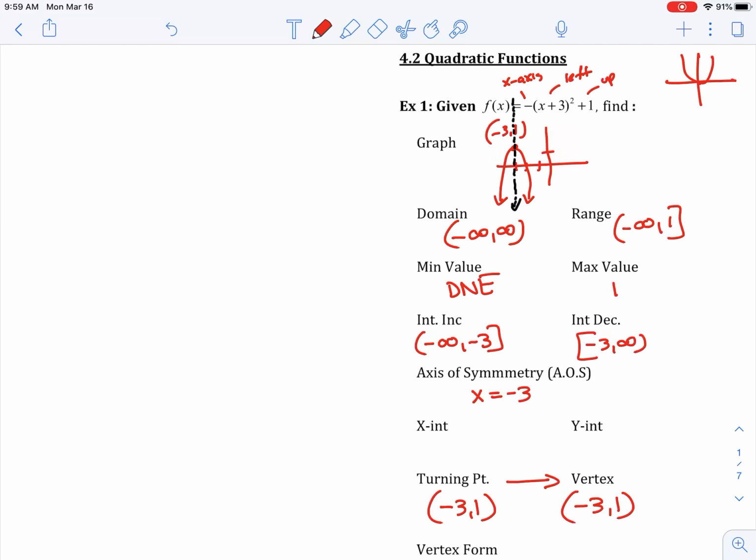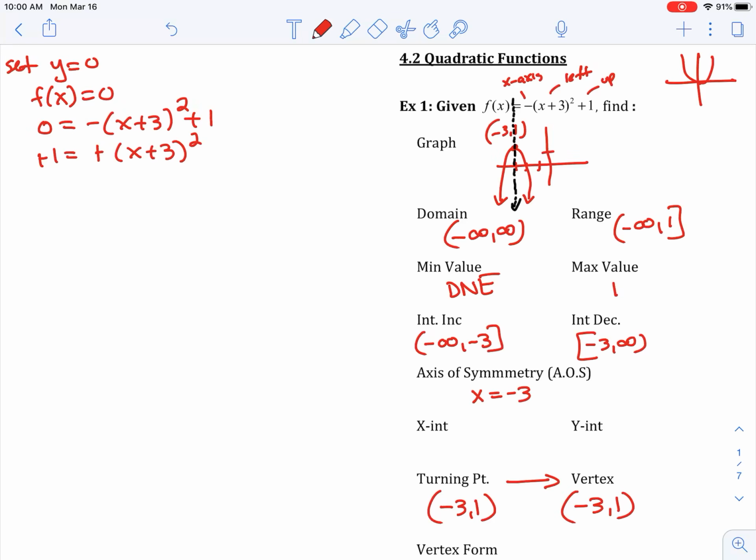X-intercepts, we always set our y equal to 0, or in this case, f of x equal to 0. And so for our equation here, we would have 0 is equal to negative quantity x plus 3 squared plus 1. If I bring my 1 over and then divide both sides by a negative, we're going to take a square root of both sides, and we know that a square root squared, we get the absolute value of that quantity. Square root of 1 is 1. Because of the absolute value, we know we're going to get that plus minus. That's where that plus minus is coming from.